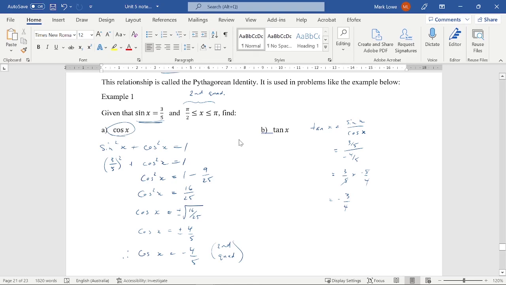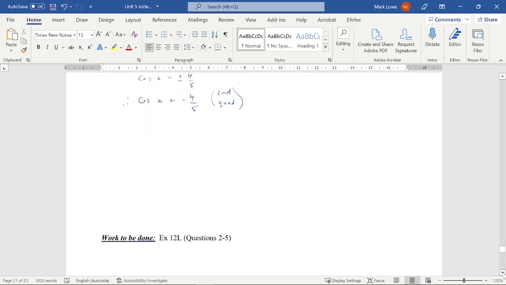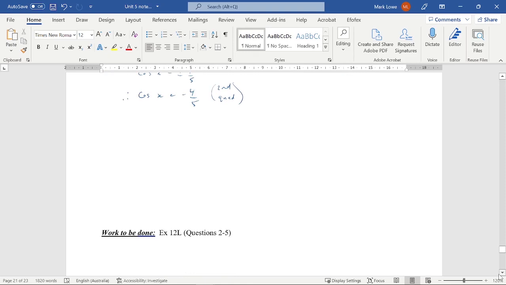So what I was thinking today is that there is an exercise relating to that. Exercise 12L, questions 2 to 5, I'm pretty sure works with that. You could work on that. You've probably still got a bit of work on last lesson stuff with solving trig equations. If you get through all that, then you can do a bit of work revising for tomorrow's test.